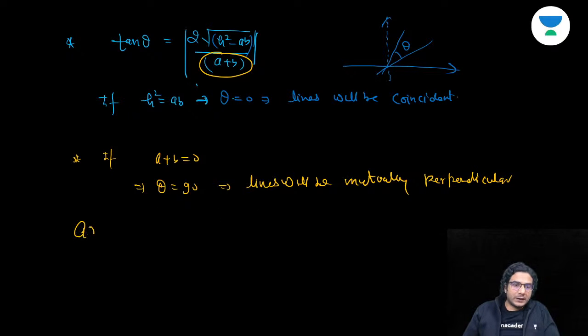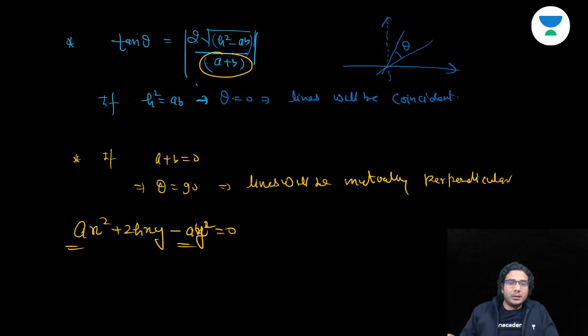That means lines of this type: ax square plus 2hxy minus a y square. You can see the coefficient of x square and the coefficient of y square are of equal magnitude but opposite in sign. That means the lines represented by the equation are mutually perpendicular. And of course they will be real, no need to check, because if a plus b is 0, then h square minus ab will certainly be positive.